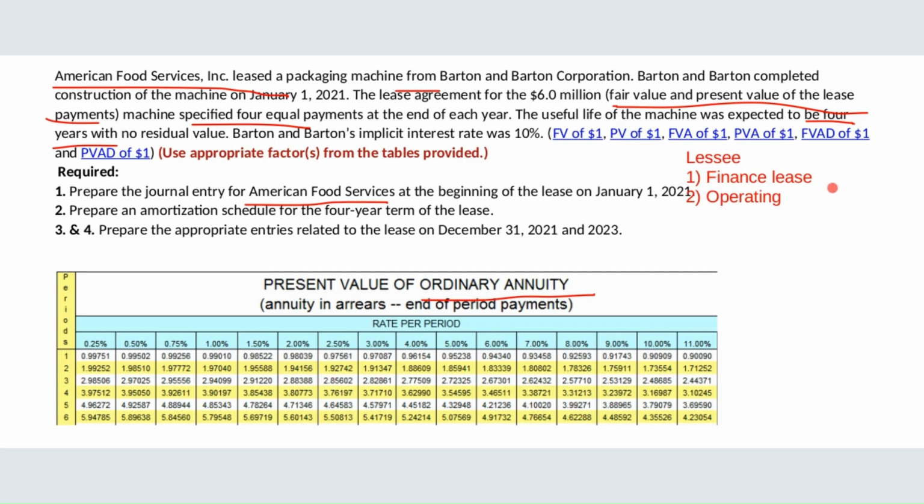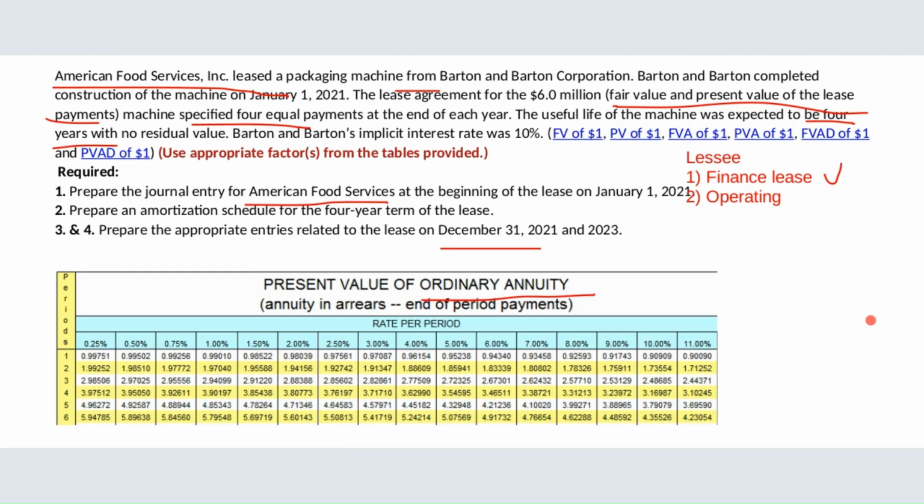So we know it's a finance lease, check. And now we know that the payment is at the end. So we're going to be looking at present value of ordinary annuity. And number one, we're supposed to do our journal entry. I'm just going to do it here in this little tiny space that I have.